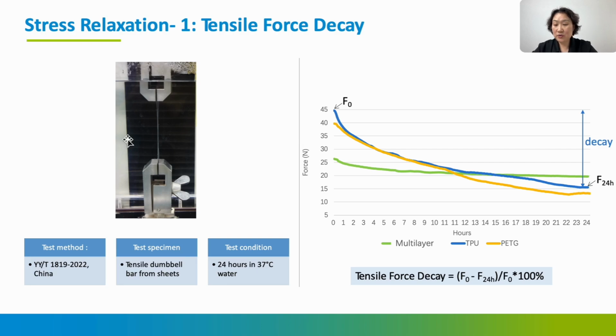Testing is done by using a tensile machine and a dumbbell bar. The testing bar is stretched with 0.5 mm displacement in water and kept for 24 hours. The initial force and the ending force are used to calculate the force decay. This curve shows that the multi-layer one, the green one, has a lower but much more stable force than single-layer PETG and TPU.